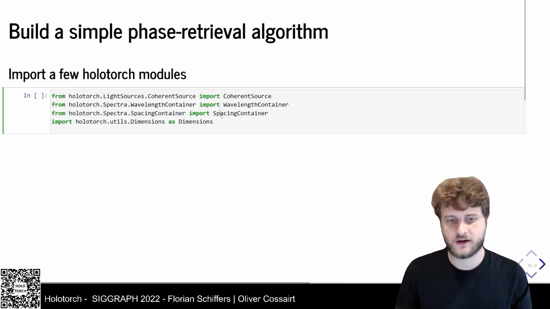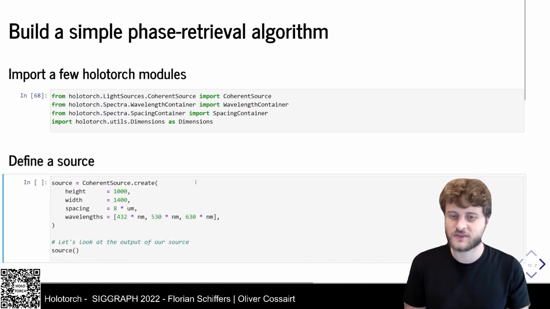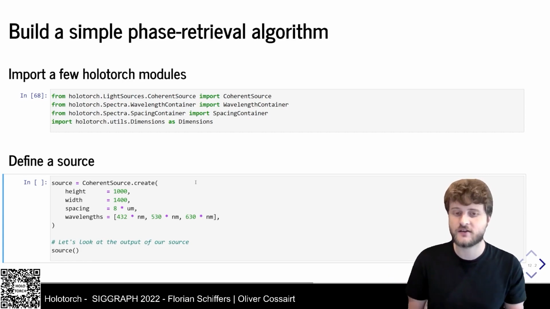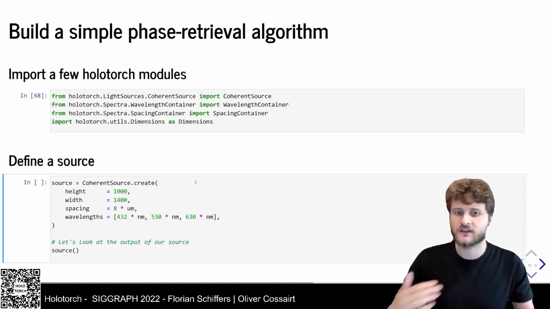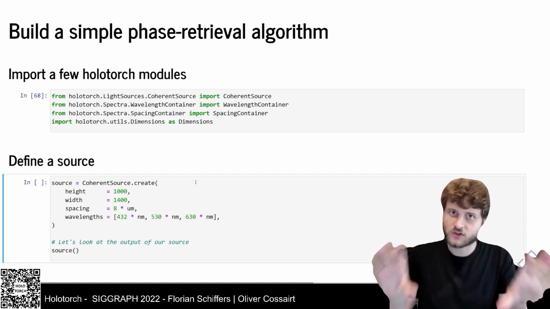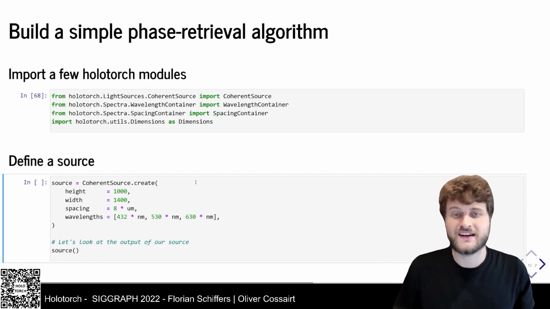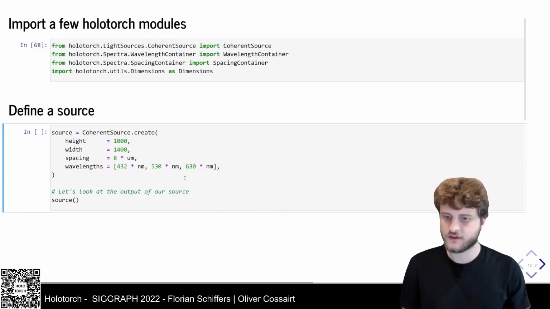So we start by defining our source. And this is now a little bit more complicated, but it has a lot of reason because HoloTorch is used for more complicated algorithms, for example, for partial coherence holography. And there you have to keep track of dimensions, spacing, different wavelengths, etc. In this toy example, this should maybe give you an idea how this could be used for more complex algorithms. So we start out with defining a source.